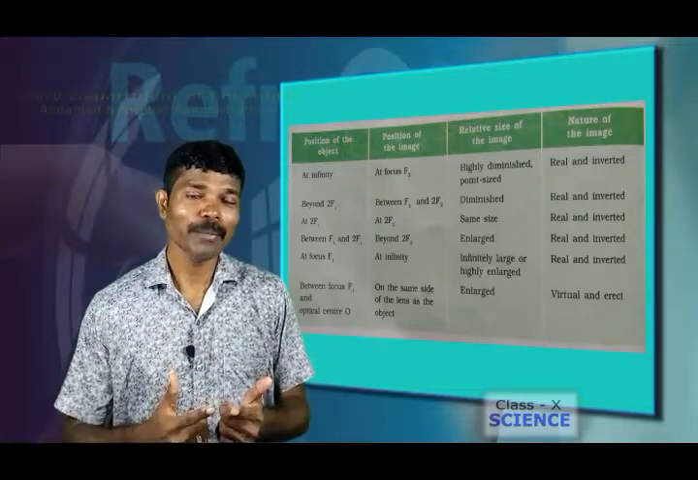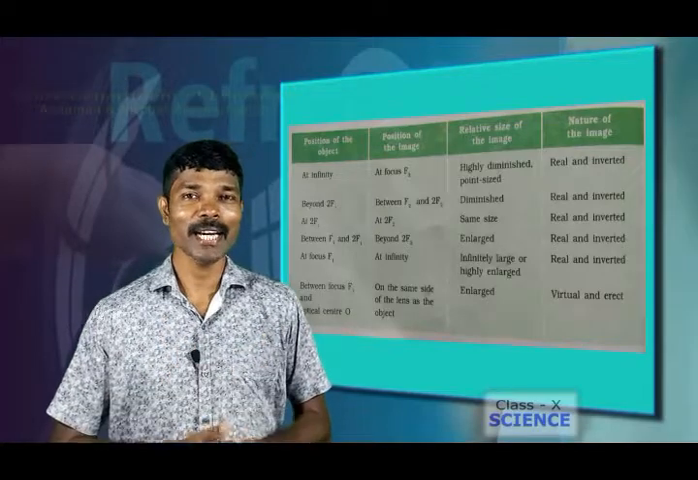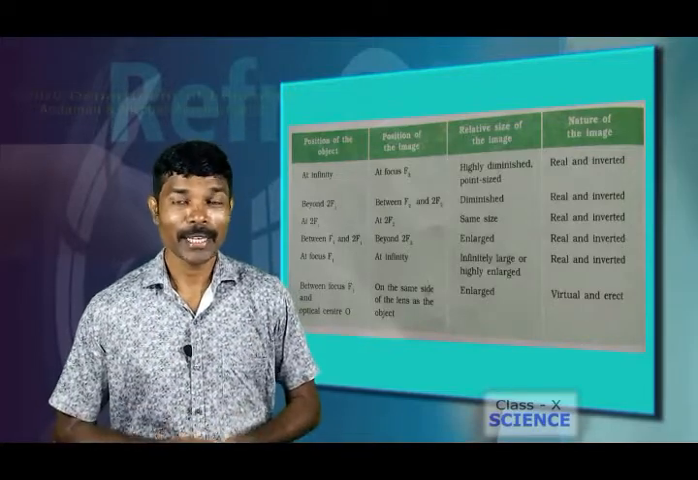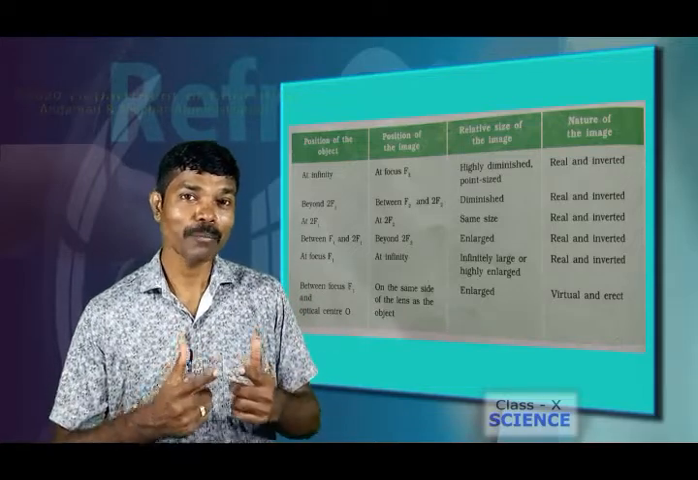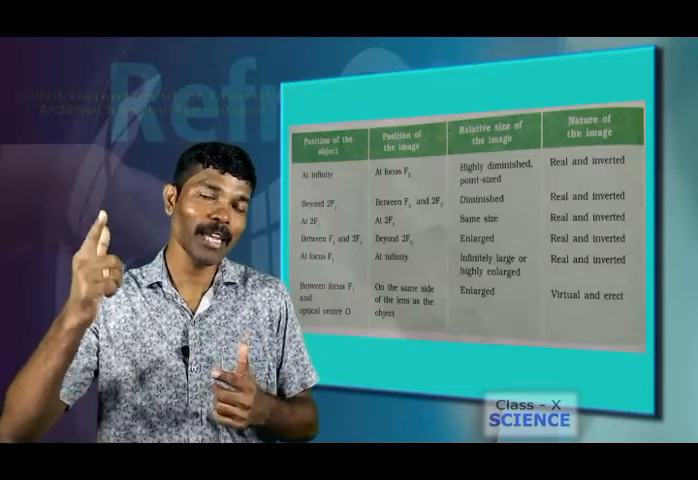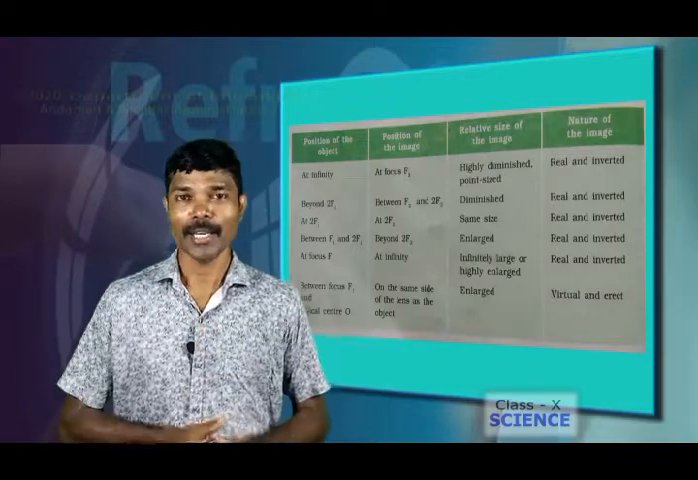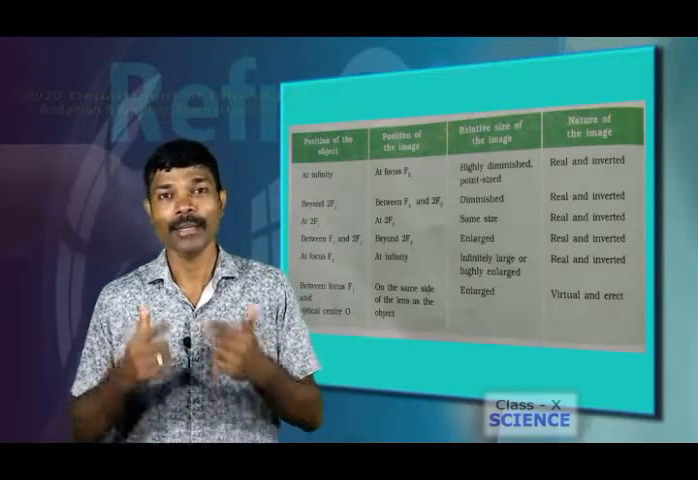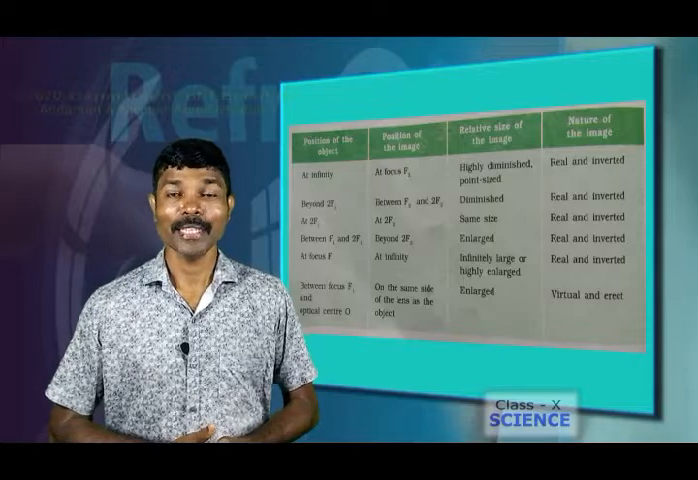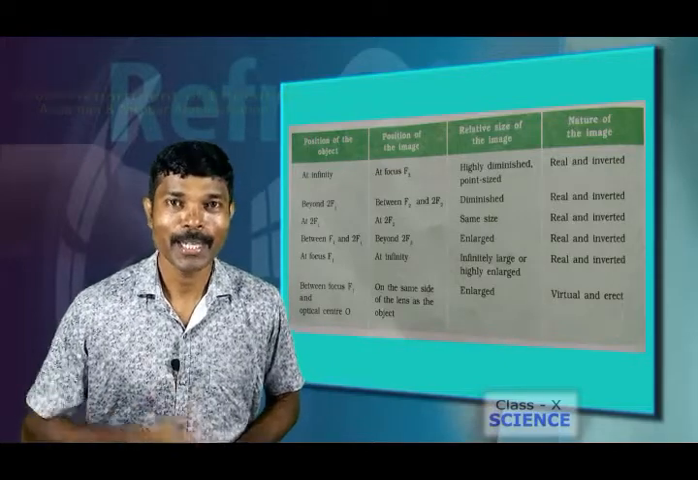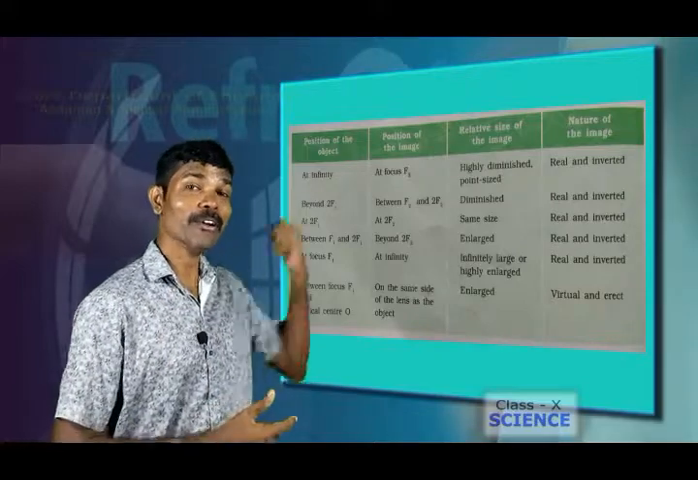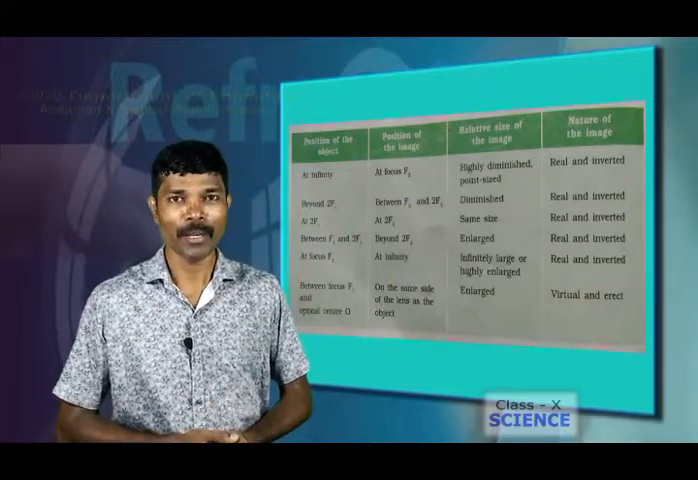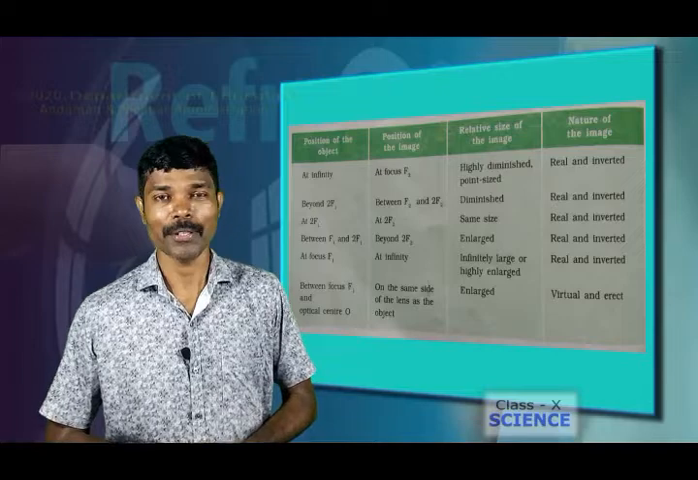Now, if the object is kept exactly at the focus, then it's vice versa, as we have already seen. If we keep the object at infinity, then the image will be formed at the focus. If the object is kept at the focus, then the image formed will be at infinity. The image formed will be real. That means it will be formed on the right hand side, but at infinity.